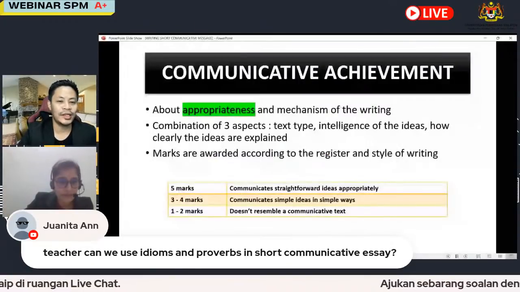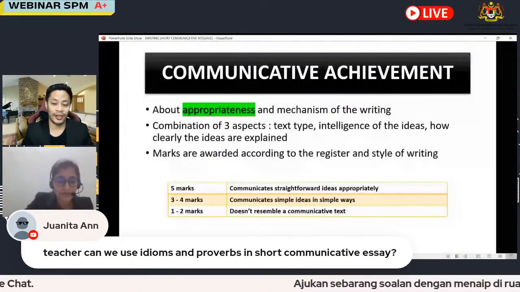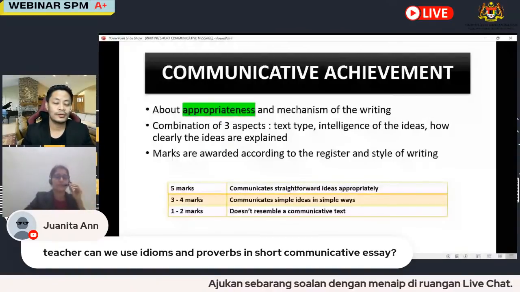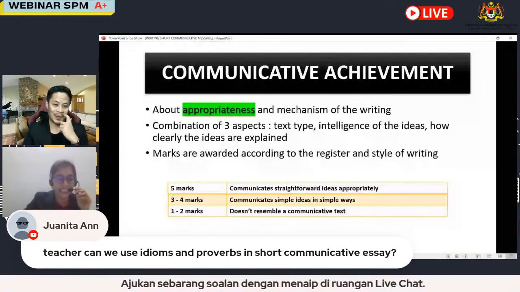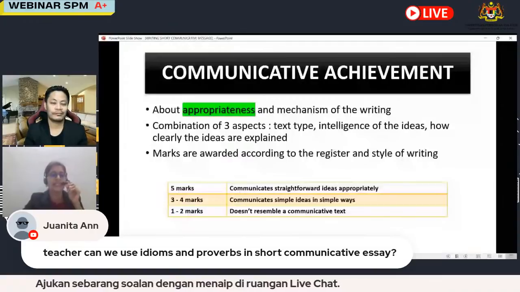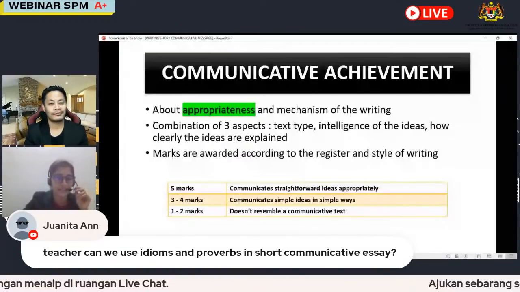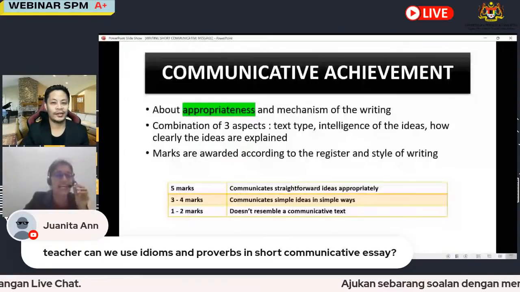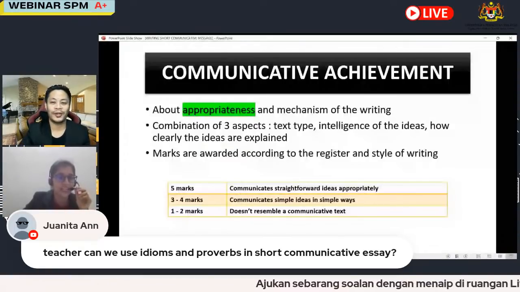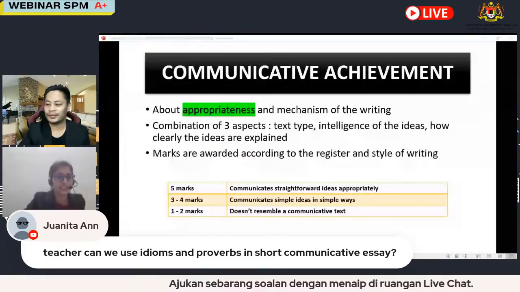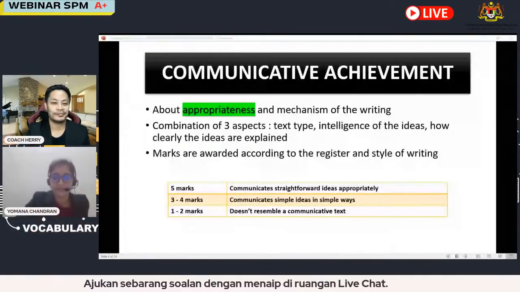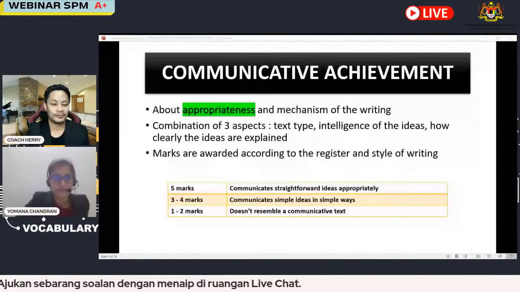What about using idioms or proverbs in short communicative essay? All right. Here, this is about idioms and proverbs. Allow me to complete organization first, then I will answer your question because this comes under language. So we'll go back to it. Thank you, Juanita, for your question. Carry on.